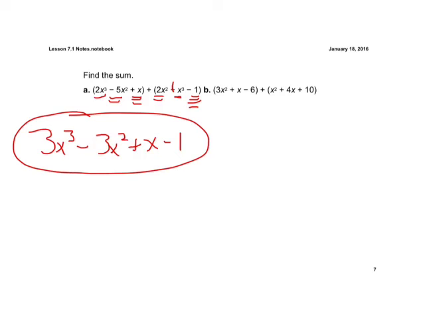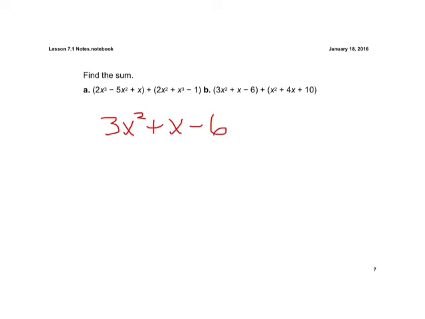Okay, let's try part B here. Let's give ourselves some more room. For part B, let's use the vertical alignment. You can use whatever way works best for you. If we line them up vertically, we have our 3x squared plus x minus 6. We're just rewriting it here.